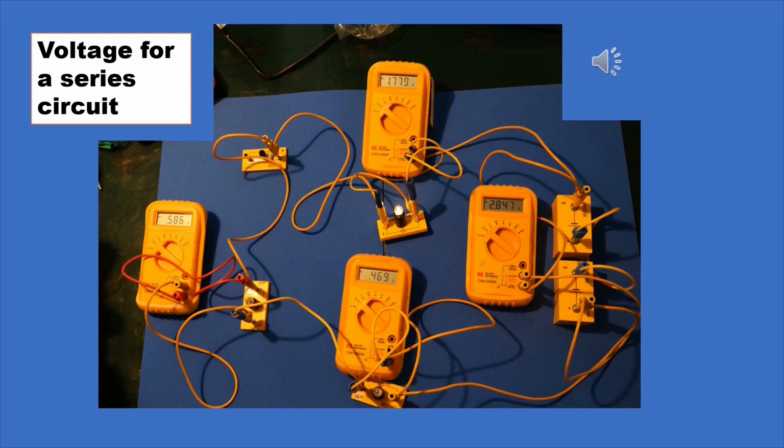Just to show you that this works on our model, the voltmeter on the right is across the component, so that's across the Mars bar factory. Then the one at the bottom is more like Sandu stores, so that has a voltage of 0.469 volts. The one on the left has a voltage of 0.586 volts, and the one at the top has a voltage of 1.779 volts. So add up those 3 and see how close you get to the supply voltage.